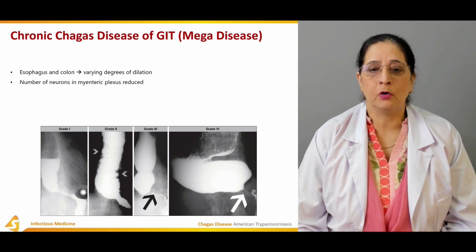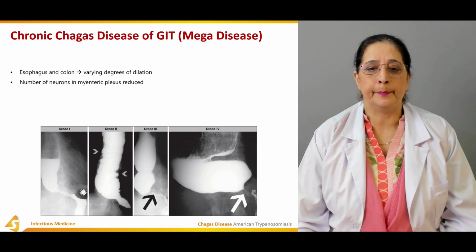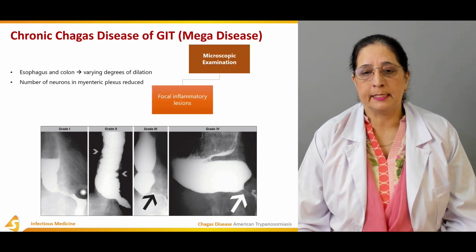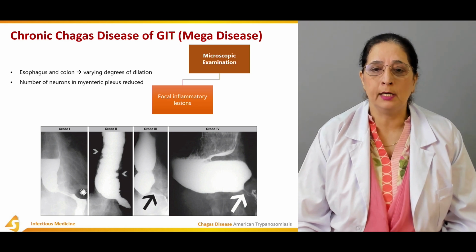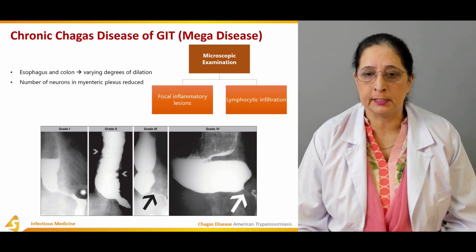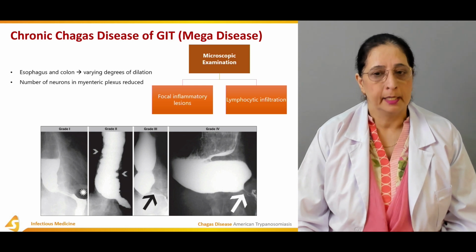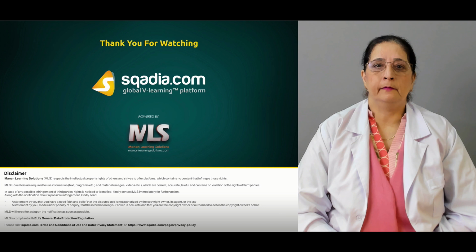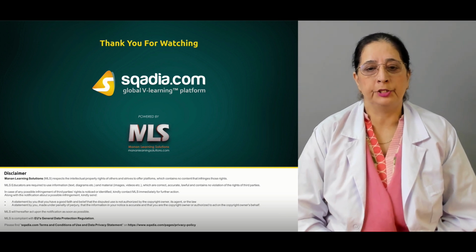The number of neurons in the myenteric plexus is reduced. Microscopic examination shows focal inflammatory lesions and lymphocytic infiltration. So that concludes our section 1 of Chagas disease.